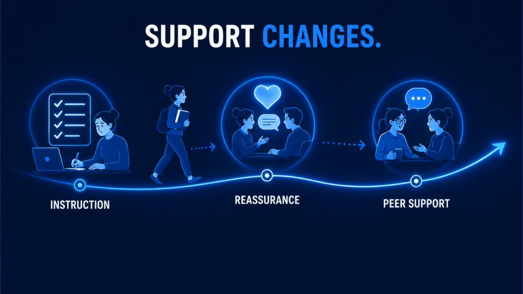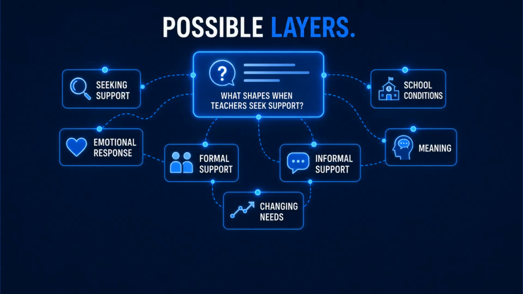Through the change-over-time lens, a teacher may need concrete instructional help at first, then emotional reassurance later. Another may begin by relying on formal mentoring, but eventually turn to informal peer support. A possible layer map before narrowing might include moments of seeking support, emotional responses to support, formal versus informal support relationships, school conditions shaping support, meanings attached to being supported, and changes in support needs over time.